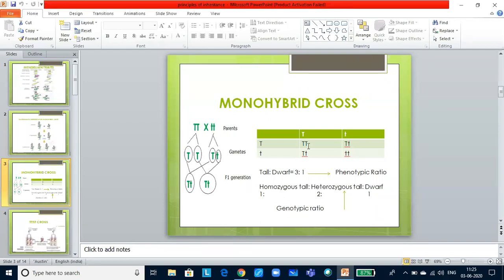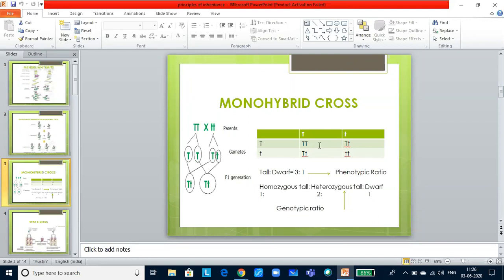Now if I ask you what are the kinds of genes that make up these tall plants and the dwarf plants, that analysis of the genetic makeup of an organism is called the genotypic ratio. Now, if you look, capital T capital T is homozygous tall, capital T lowercase t is heterozygous tall, and lowercase t lowercase t is a dwarf. And this is what we call the genotypic ratio.